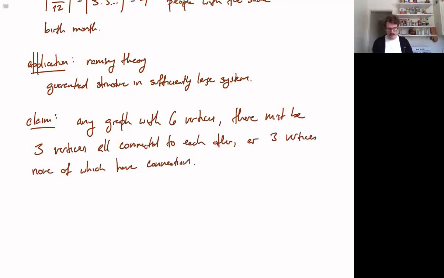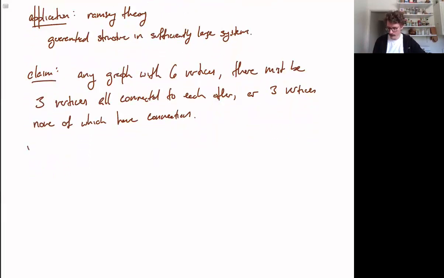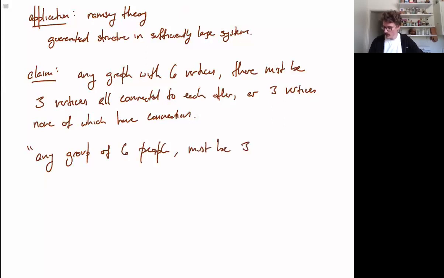So this is a slightly abstract statement if we're going to say it in terms of graphs. We can translate this to maybe a more familiar statement. So here's the people version. In any group of 6 people, I'm taking an edge in this graph to mean that those 2 people are friends, and I'm taking no edge to mean that those 2 people are strangers. So in any group of 6 people, there must be 3 mutual friends or 3 mutual strangers.